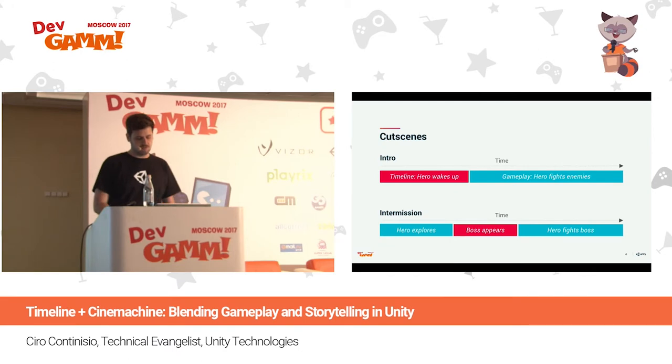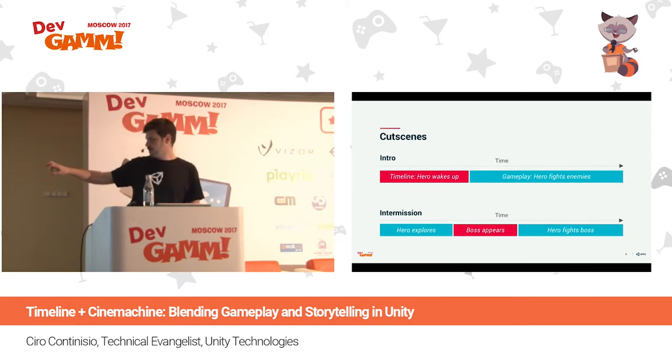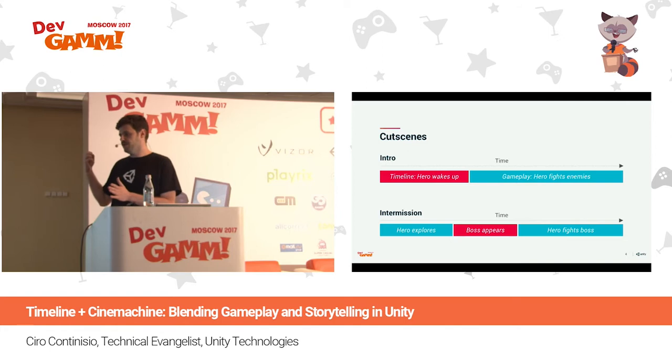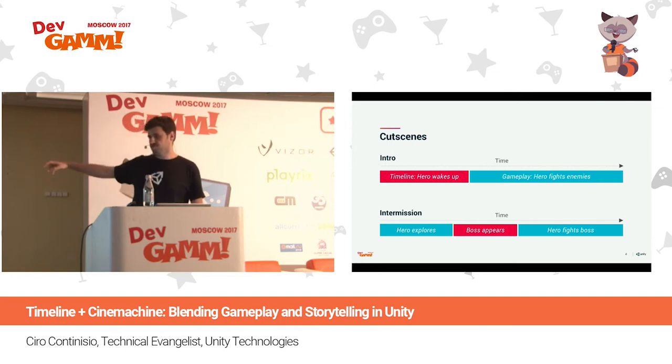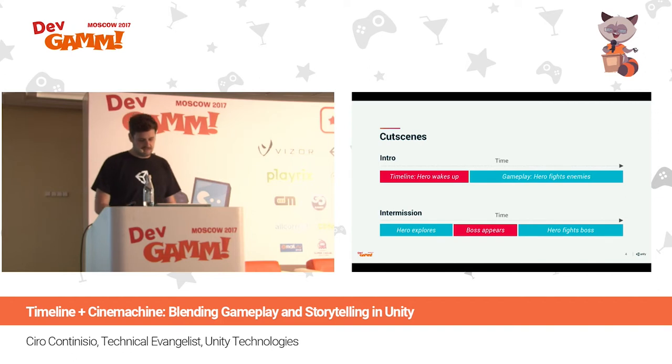the player has control. But we can also have cutscenes that are an intermission, so the hero is doing something, the player is playing, and then the cutscene starts, the control is taken away, and then the cutscene finishes, the control is given back to the player. So the hero explores, the boss appears, and then the hero goes back to gameplay and fighting a boss.